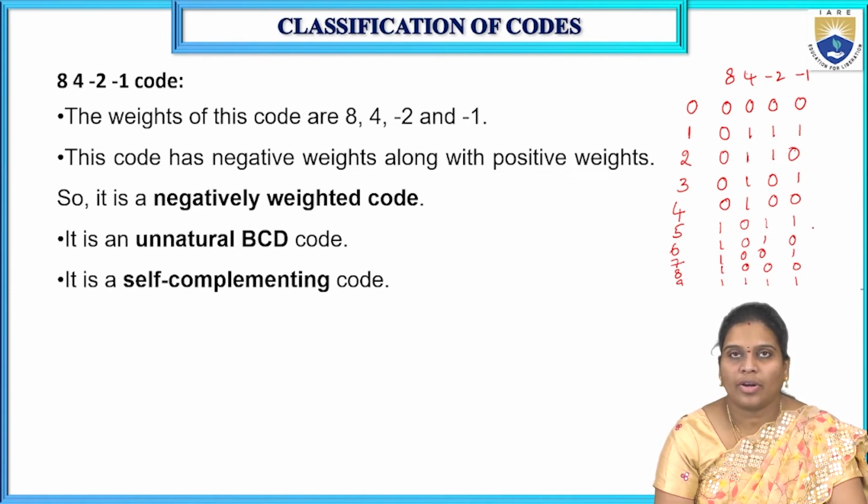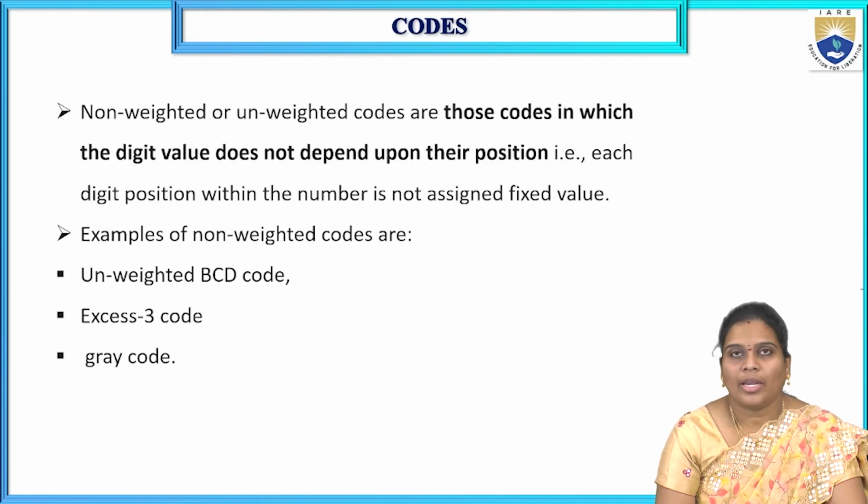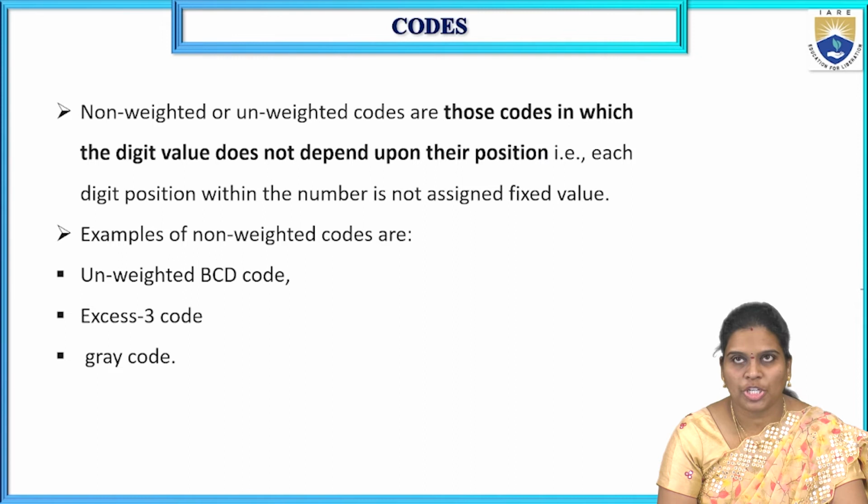So that's why the 8, 4, minus 2, minus 1 code is also a self-complementing code. Okay, next one is the non-weighted code. It does not depend upon the positions, so it is not assigned any fixed value. It does not depend on the position of the weights. Examples of the non-weighted codes are the XS3 code and the Gray code.